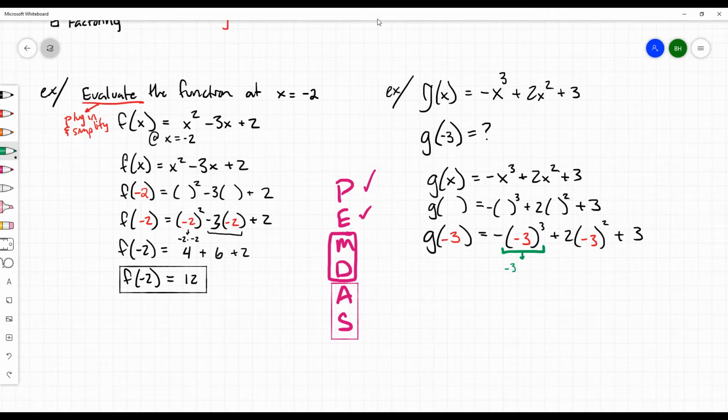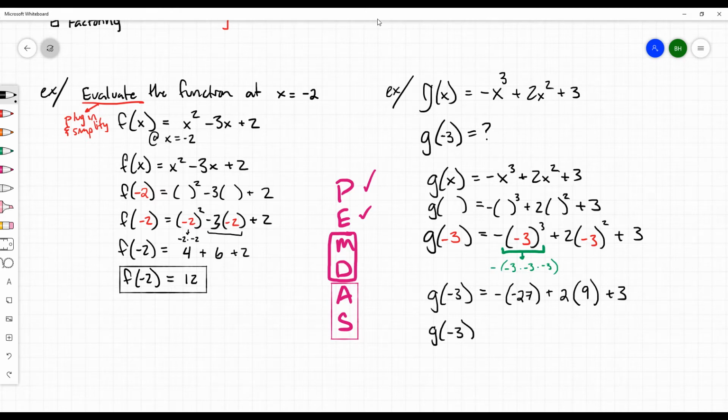So this is negative 3 times negative 3 times negative 3. Then there's a negative out in front of that. So we'll get g of negative 3 equals, well, negative 3 times negative 3 is a positive 9, times a negative 3 is going to be a negative 27, plus, similar to over here, we're going to have a 2 out in front. 2 times negative 3 squared is negative 3 times negative 3, which is positive 9, plus 3.